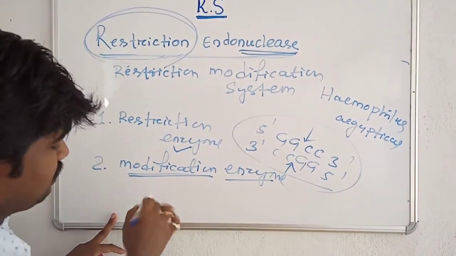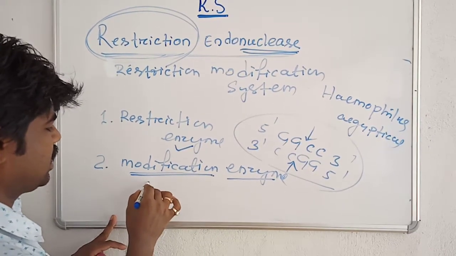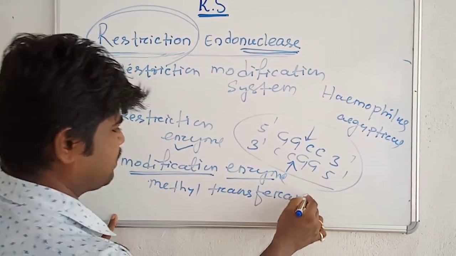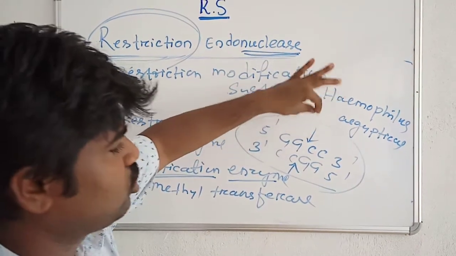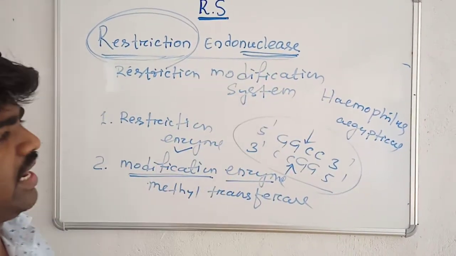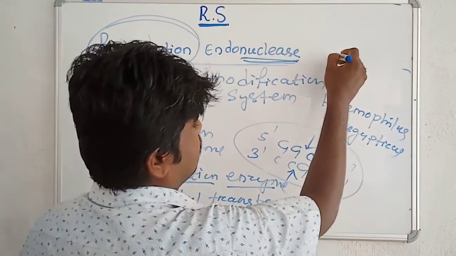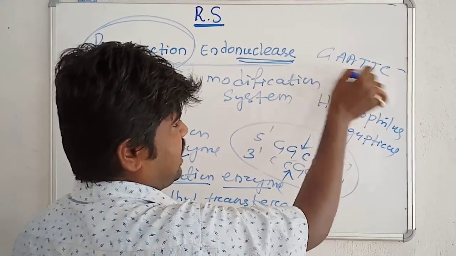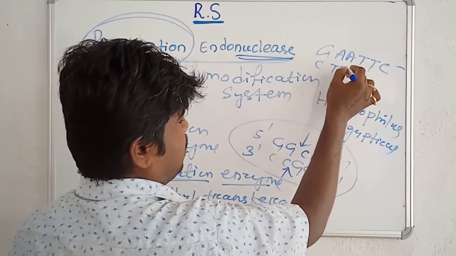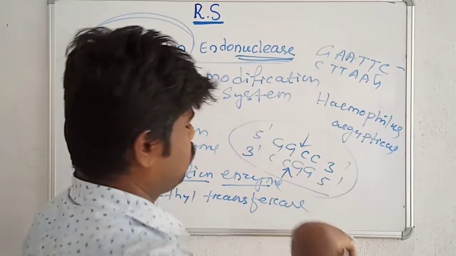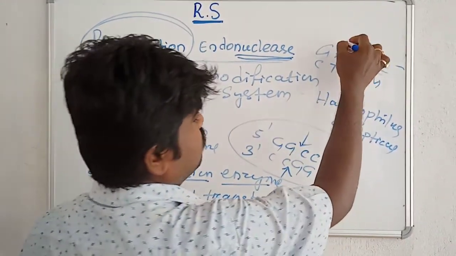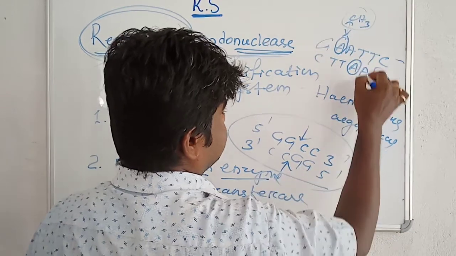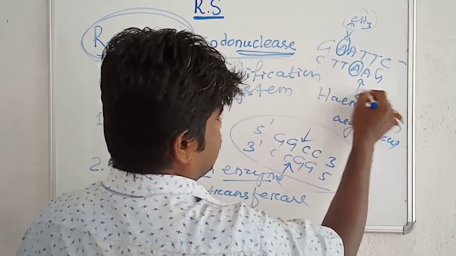The modification enzyme is a methyl transferase, right? So this modification enzyme adds a methyl group to one or two bases. Suppose I take GAATTC as a recognition site sequence, and CTTAAG on the other strand. This methyl transferase adds methyl groups to one or two adenine bases. The methyl group is added here, right? Okay, the methyl group is added.